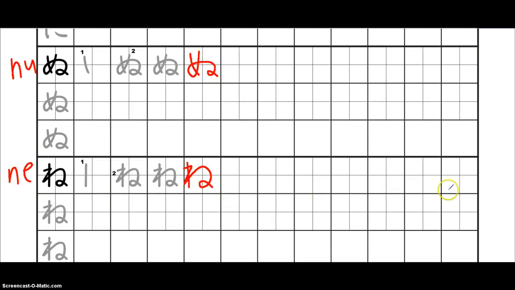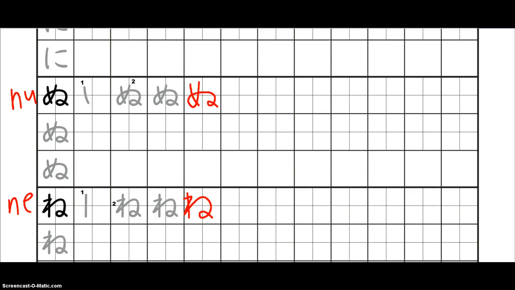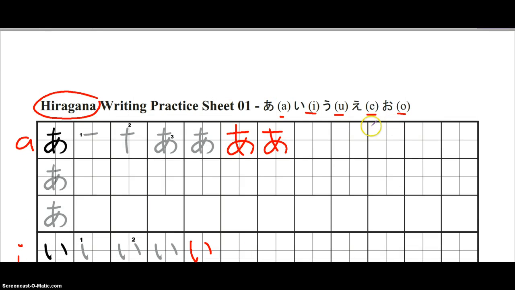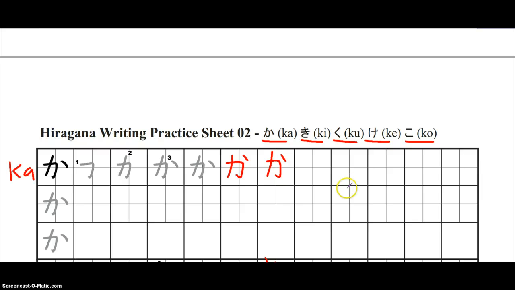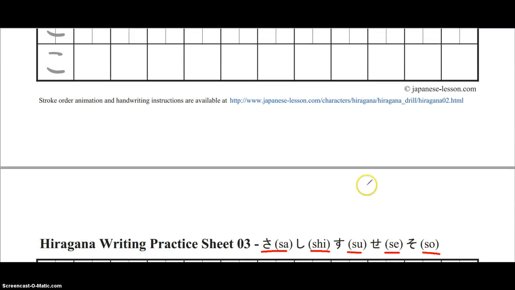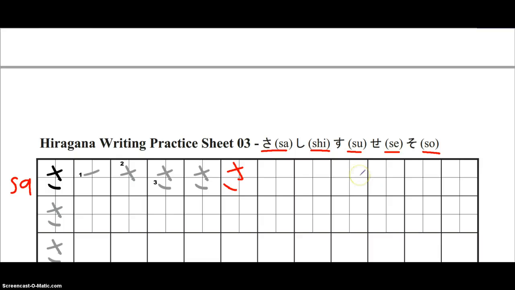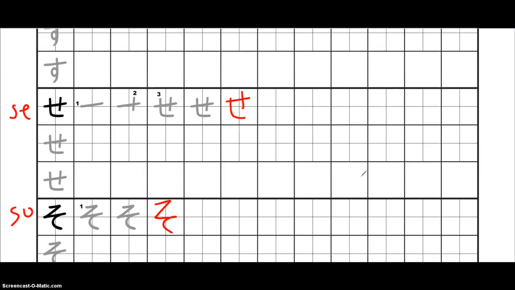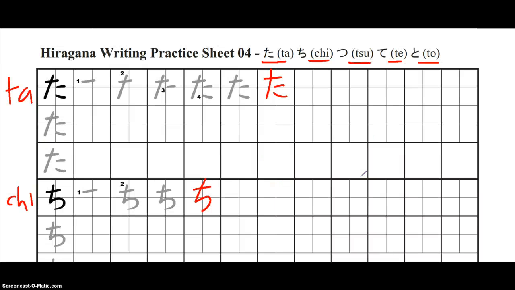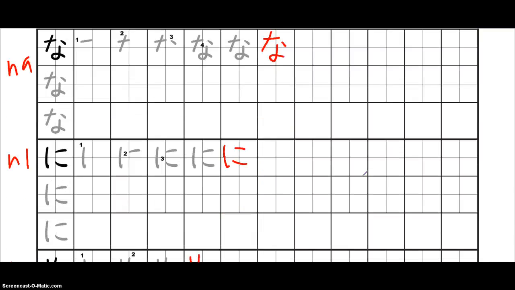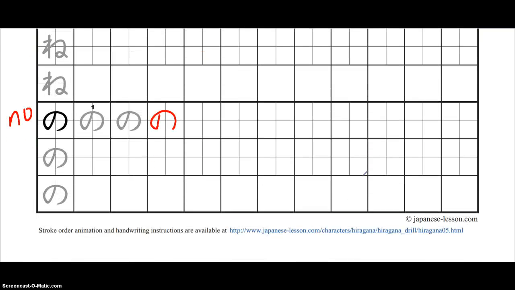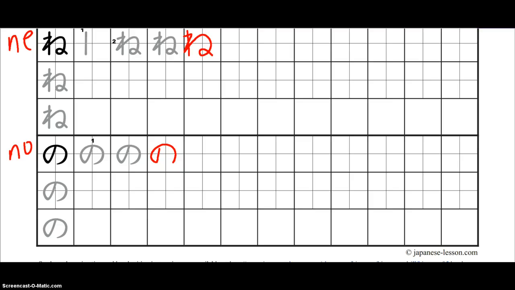So please try to draw yourself all the Hiragana that we've learned today. So just a recap, we have A, I, U, E, O. Second line, Ka, Ki, Ku, Ke, Ko. The third line, Sa, Shi, Su, Se, So. Then we have the fourth line, Ta, Chi, Tsu, Te, To. And lastly, Na, Ni, Nu, Ne, No. Okay, so please go and practice how to write these Hiragana.